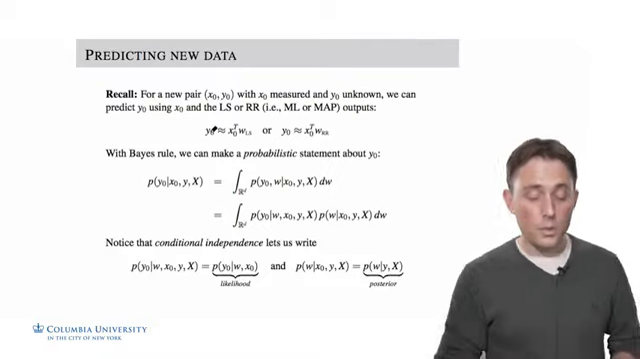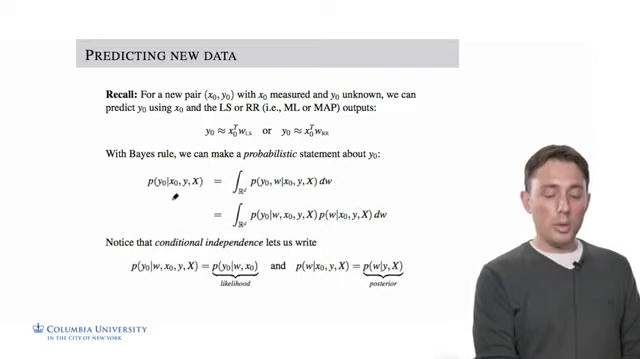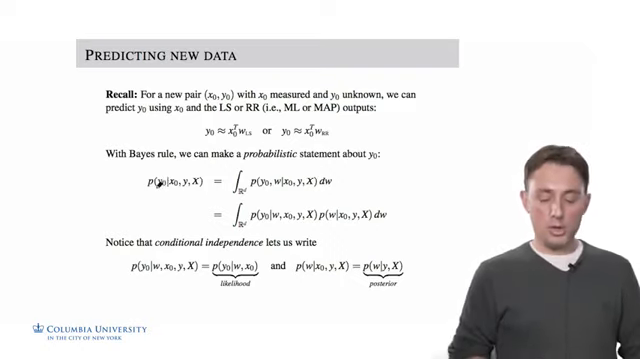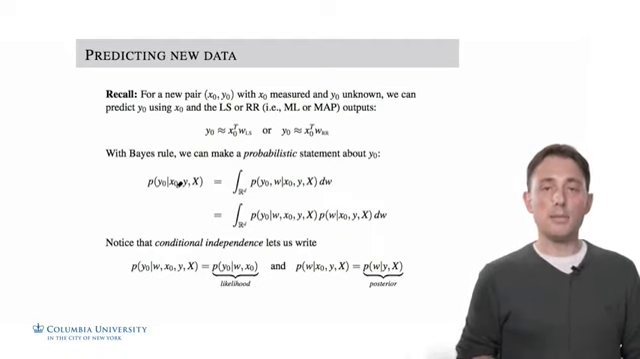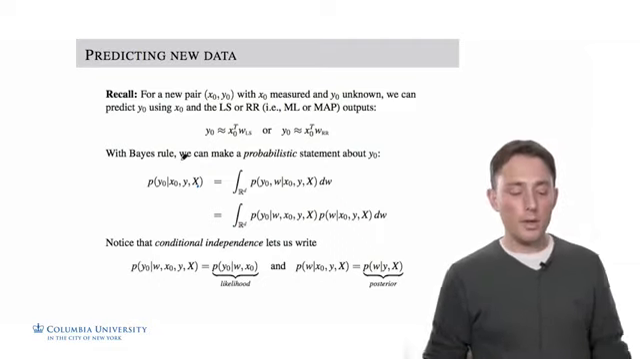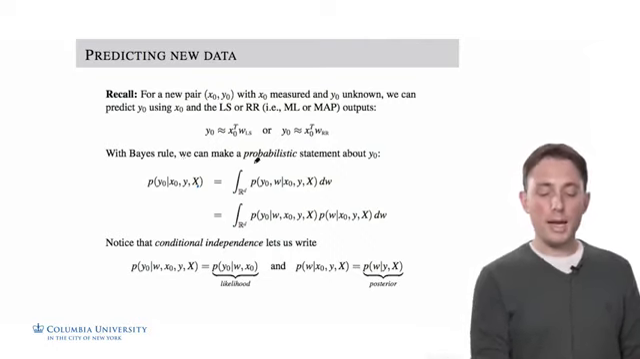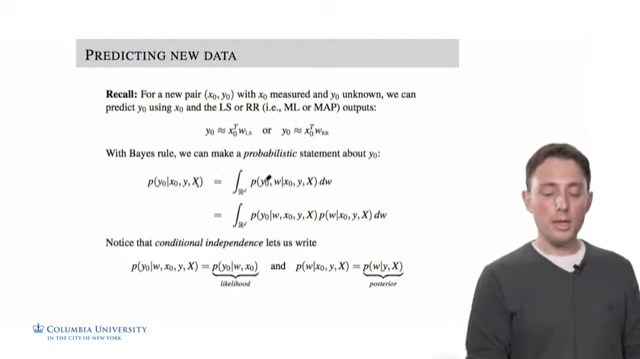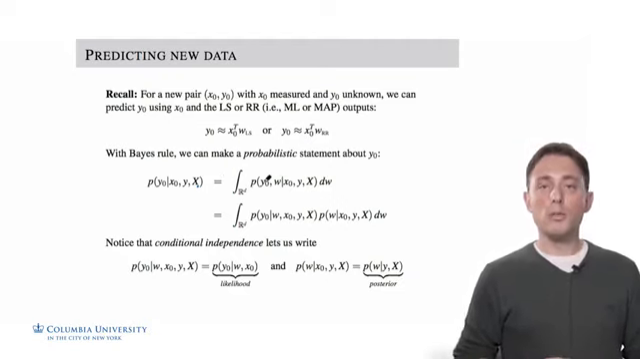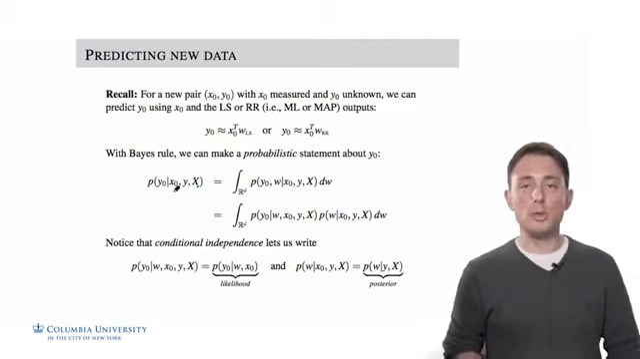With Bayes' rule, we can make probabilistic statements about y naught. What we want to calculate is a probability distribution on y naught given x naught and given the previously observed data. This is the probability that we're interested in calculating. So how can we actually calculate it? Well, we can represent it as a marginal probability over the unknown coefficient vector W. We include W in a joint distribution and then immediately integrate it out to get the marginal distribution.